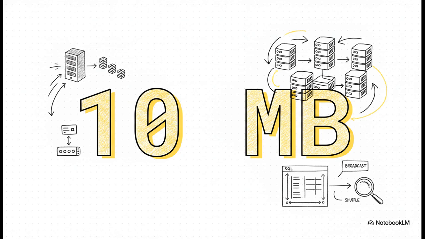Now, by default, in open source Spark, a table will automatically be broadcast if it's under 10 megabytes. However, if you're running on platforms like Databricks with adaptive query execution turned on, this threshold gets dynamically evaluated and is actually often pushed to 30 megabytes or even higher. And remember, you can always force this behavior using a broadcast hint right in your SQL code to make absolutely sure your query skips that expensive shuffle phase entirely.